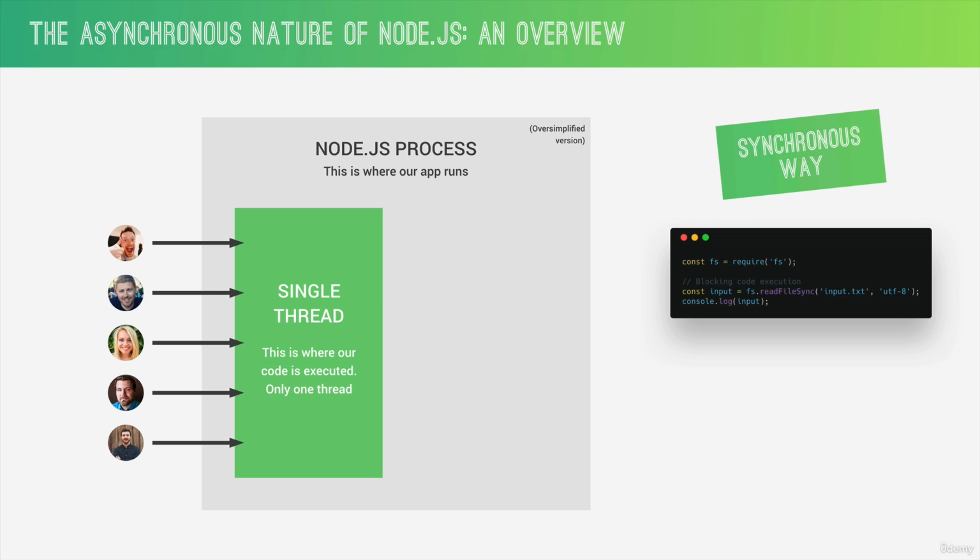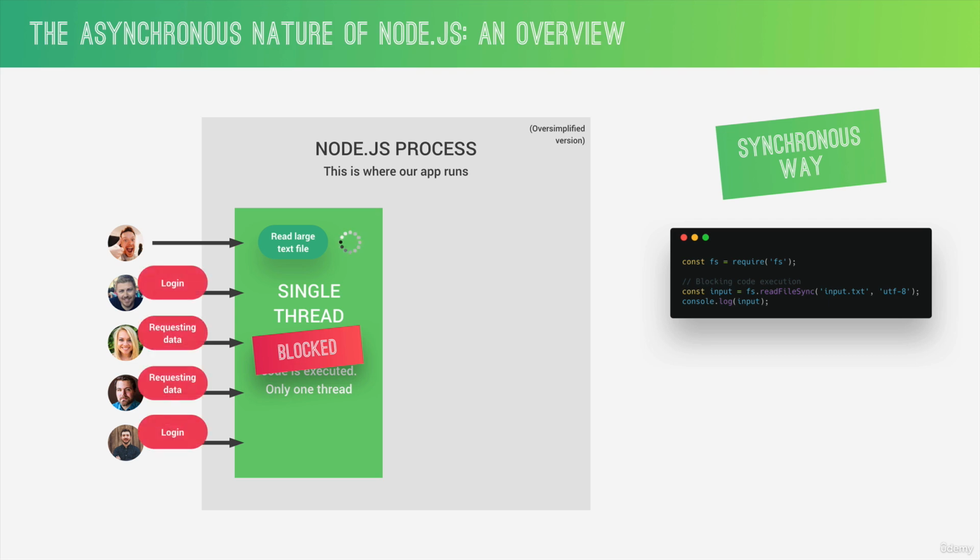So imagine there's a user accessing your application and there's a huge synchronous file read in your code that will take like 1 second to load. This will mean, of course, that for that 1 second, all other users will have to wait, because the entire execution is blocked for that 1 second. So if the other users want to do some simpler tasks, like logging into your application or just requesting some data, they won't be able to do so.